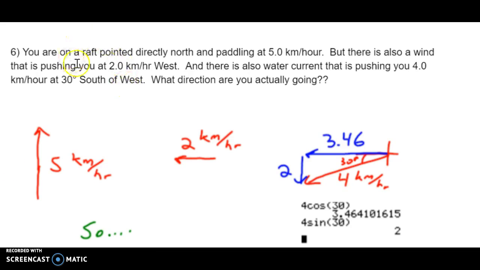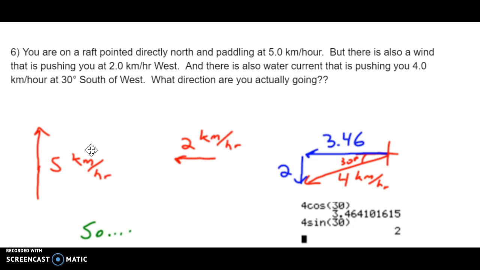Here's the question. We're in a raft. We're sort of lost at sea. And so you're sitting out there on this raft and you decide that you're going to paddle 5 kilometers an hour, and you point the raft directly north and you start paddling away, and that's how fast you can paddle, 5 kilometers per hour, and you're pointed north. So I've shown that with this vector here. We have a vector pointing north, magnitude of 5, so length here is 5, and our unit's kilometers per hour.